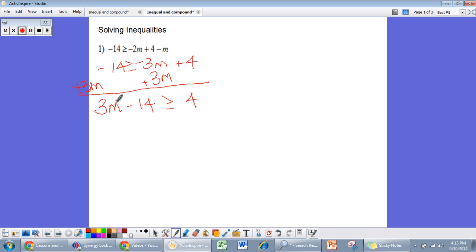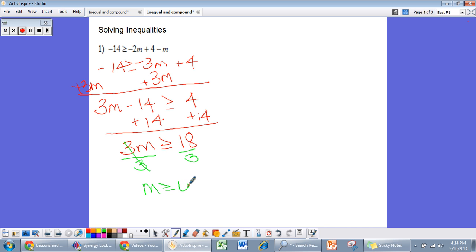And now we can move the negative 14 over to the right-hand side. So we do the opposite by adding 14. We then have 3m is greater than or equal to 18. My last step is to isolate the variable. So 3 and m are being multiplied. The opposite is to divide, and divide by what we're trying to get rid of. So the 3 divided by 3 is 1, leaving me with m is greater than or equal to 6. And that's the solution to our first problem.